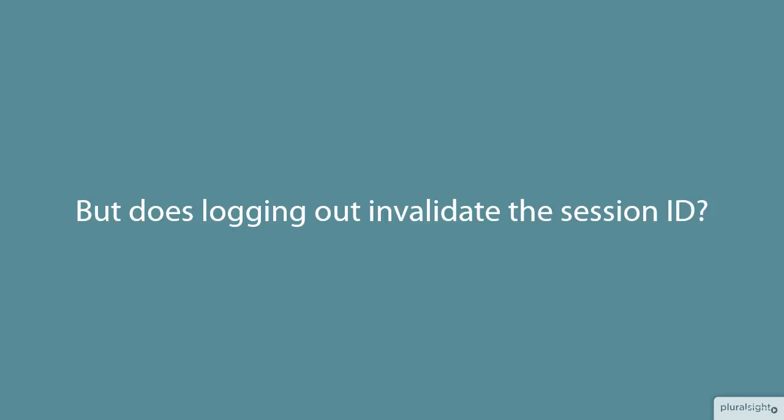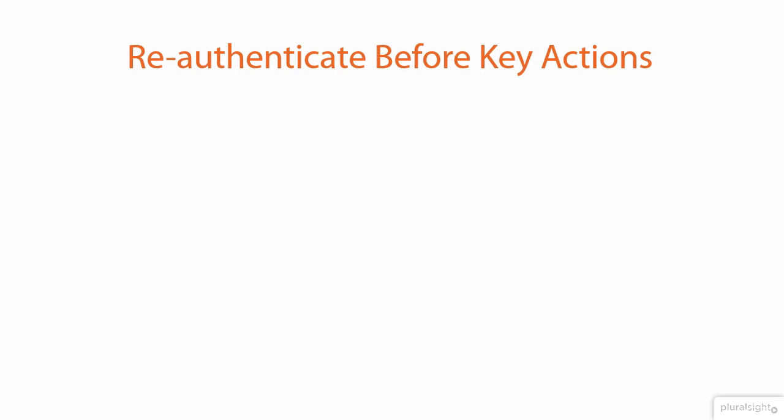Now there's one more thing I want to look at before we wrap up this module, and that's re-authenticating before key actions. This one is a good mitigating control for the risk of session hijacking. So let's assume for a moment that someone's session has been hijacked. Could have been done by any of the ways that we've looked at already. How can we now minimize the impact of that to the user?